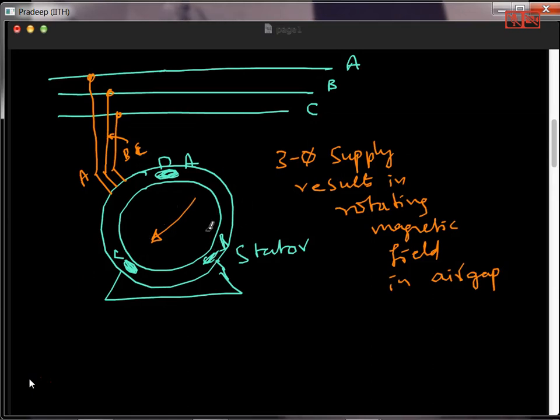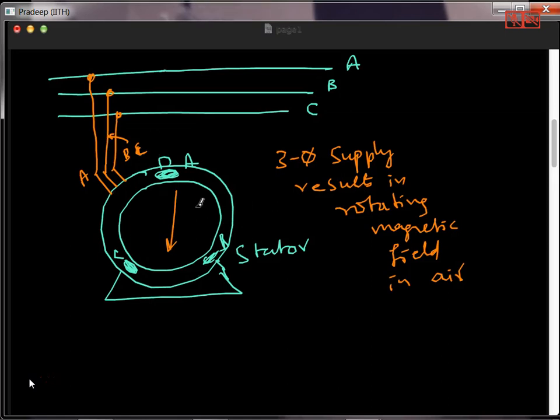After some more time, you will find it like this, and again after some more time, like this. If it is a two-pole machine, you will keep finding that the magnetic field is rotating like this. That's because of the three-phase supply.